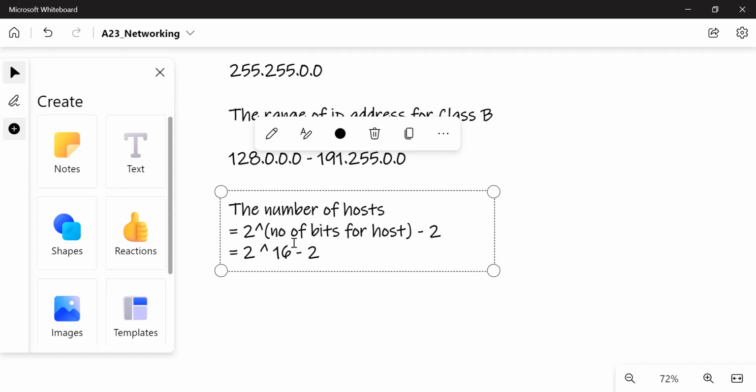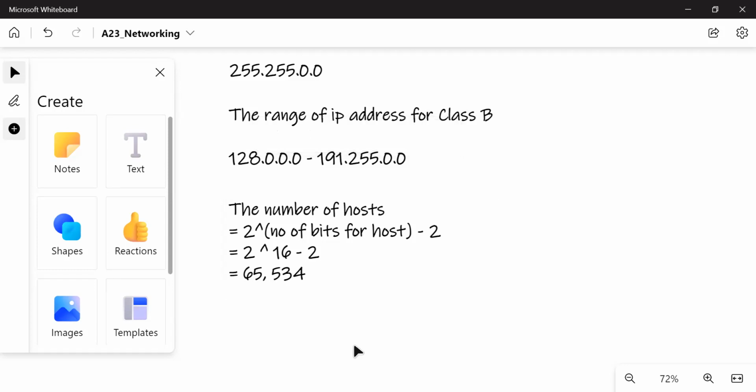When you calculate 2 to the power 16, you will get 65,536, minus 2, which ends up with about 65,000 computers in a network. We consider it as a medium to large network.